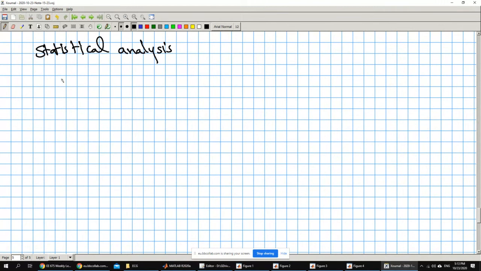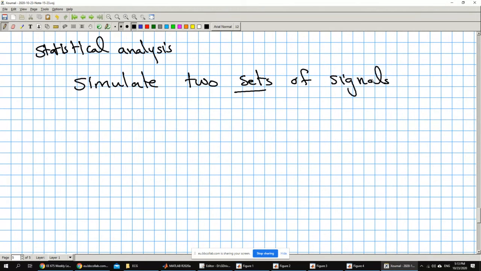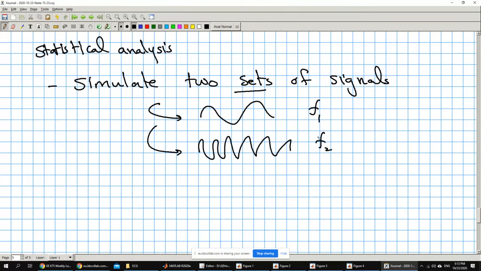I'm going to simulate two sets of signals. I'm going to make the signals very simple so that you can understand them. I'm going to simulate a sinusoidal, it looks like this, and another sinusoidal that looks like this. Different frequencies, F1, F2. We did that already in the first part of this course. You know how to do that.